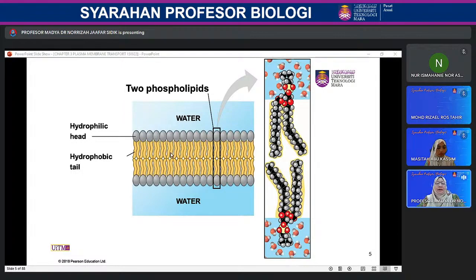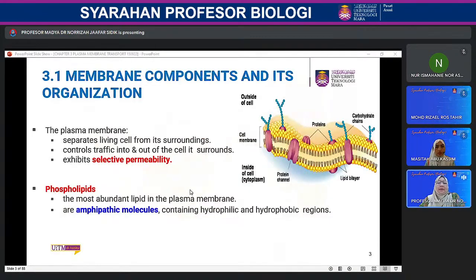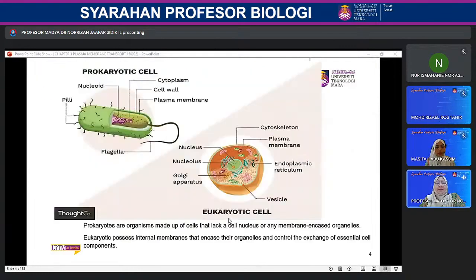Hydrophobic refers to water fearing. This part of the phospholipid consists of long non-polar fatty acid tails. The fatty acid tails can easily interact with other non-polar molecules, but they interact poorly with water. All right, so these are the components and the organization of the plasma membrane.